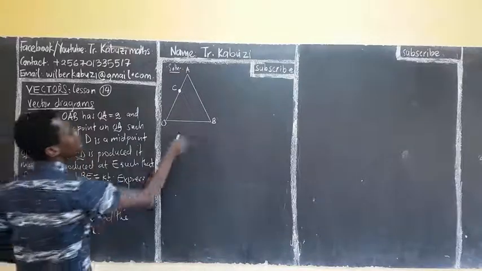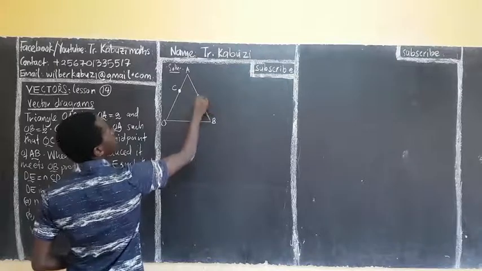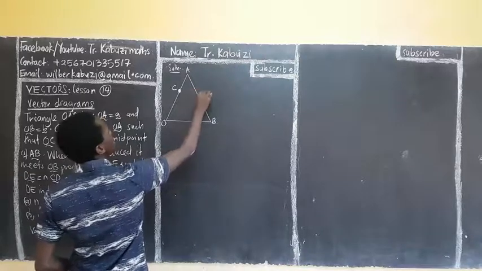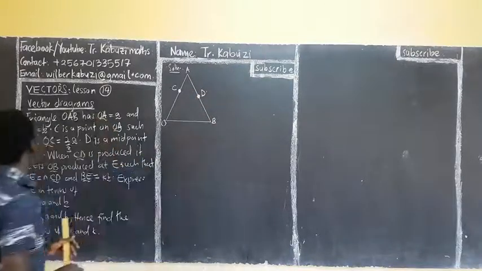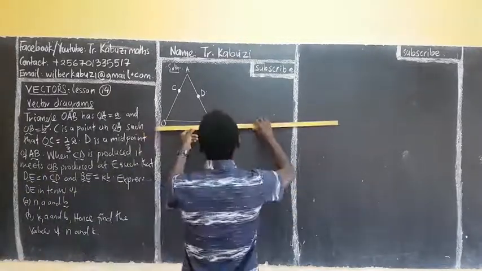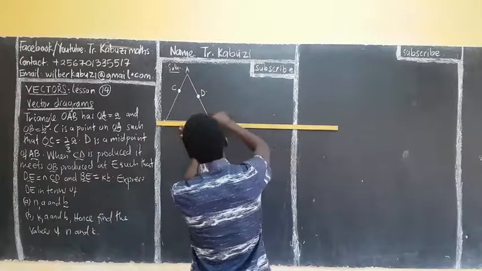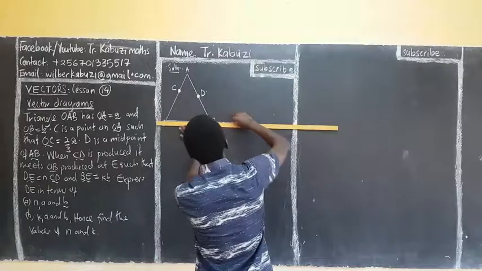D is the middle point, so it means it's in the middle of AB. So this is our D, the midpoint of AB. When CD is produced, it means OB produced at A. When we produce them, it means we are extrapolating them. This is what we get when we produce it.